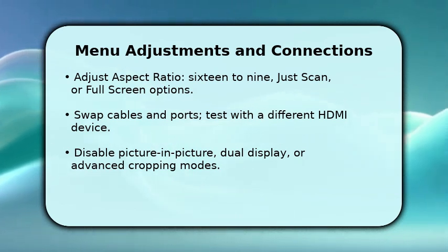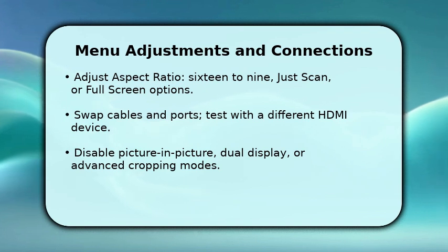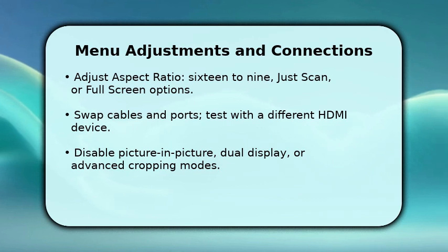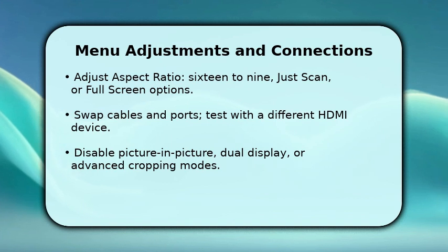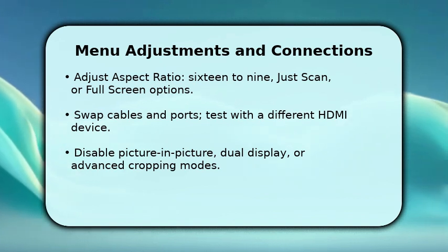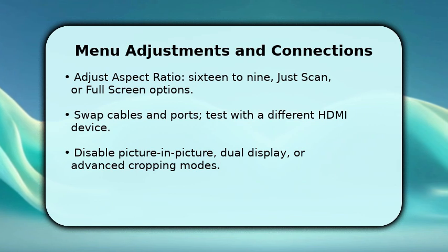If that fails, swap HDMI cables and try another input or source device to rule out a bad cable or broken port. Also check menus for picture-in-picture or dual display features and disable them, because those modes can create a split image when accidentally enabled.